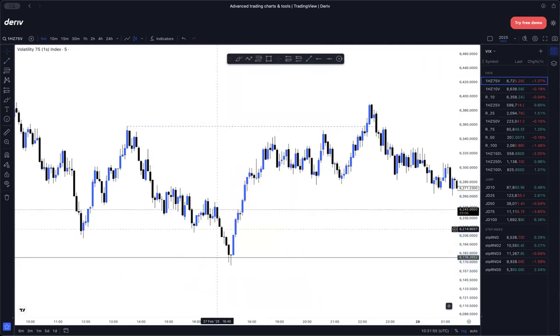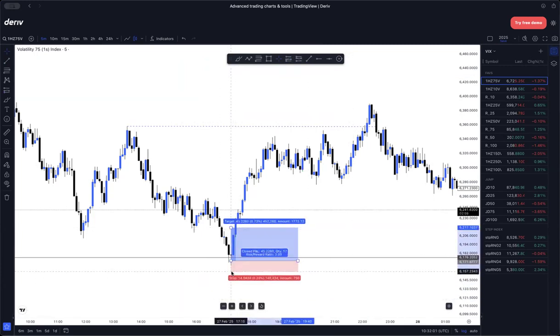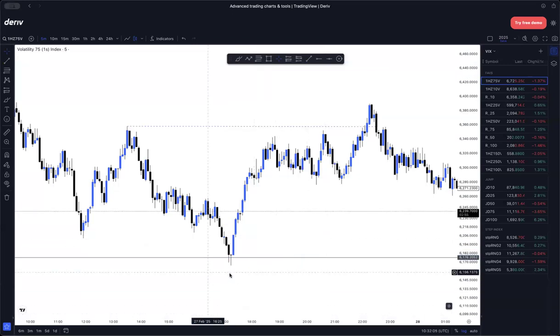Now, take for instance, you were good enough to have your entry from this point, let's say from that doji. That would have been the best. Because normally for me, I would have started stacking from where we had this doji, before price even closes above this one.